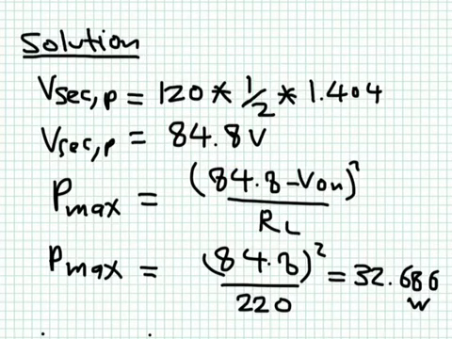Now, the maximum power delivered to the load is simply equal to the peak voltage minus the on voltage, squared, divided by RL, because this is the voltage appearing across the resistor. It is the voltage of the secondary winding minus the drop across the diode. But for this one here, I'm assuming that the drop across the diode is 0. So it's going to be this number squared divided by 220. And if you calculate this one, you'll see that the maximum power can go up to 32.686 watts. This is the maximum power delivered.